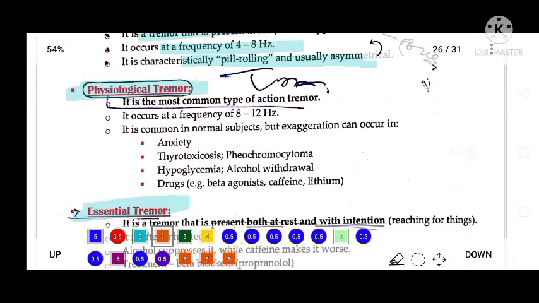Physiological tremors are the most common type of action tremors. Frequency is 8 to 12 Hz. It occurs in anxiety, thyrotoxicosis, hypoglycemia, and drug use like beta agonists, caffeine, and lithium.